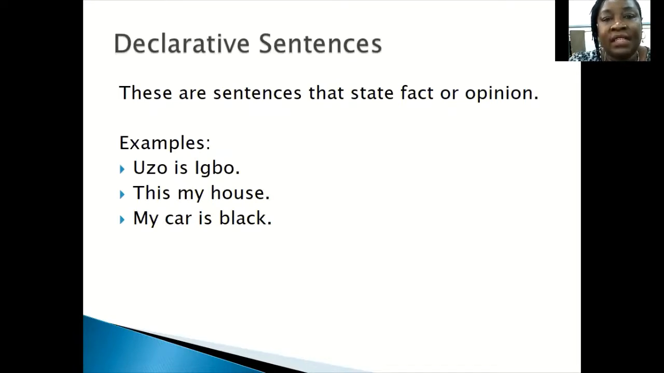Declarative sentences are sentences that state fact or opinion. For example, Uzo is Igbo. This is my house. My car is black. They are simple sentences that state fact or opinion.